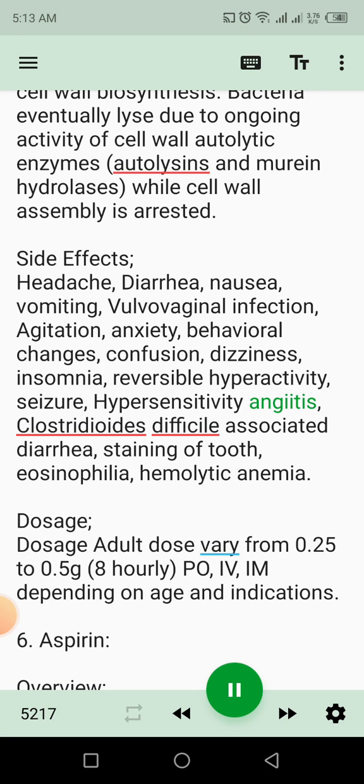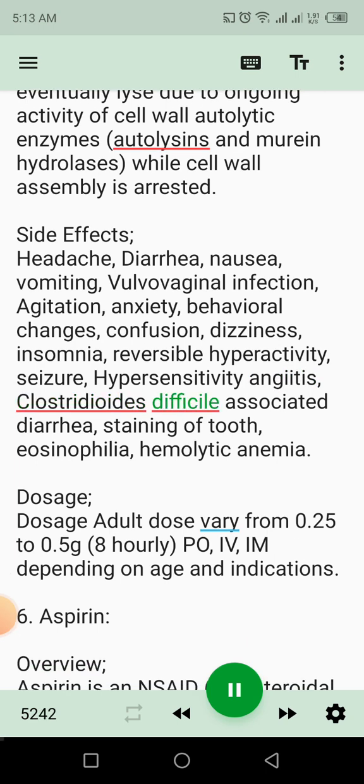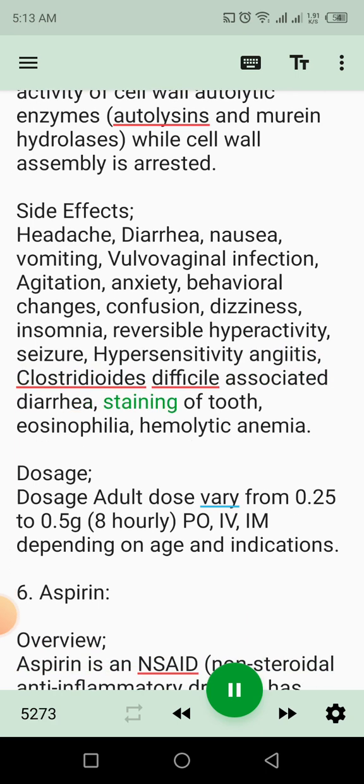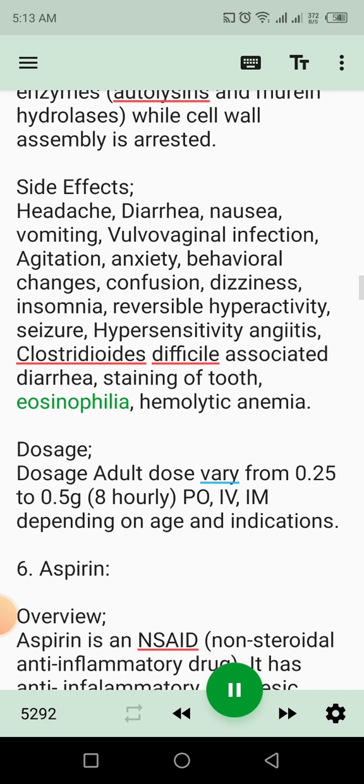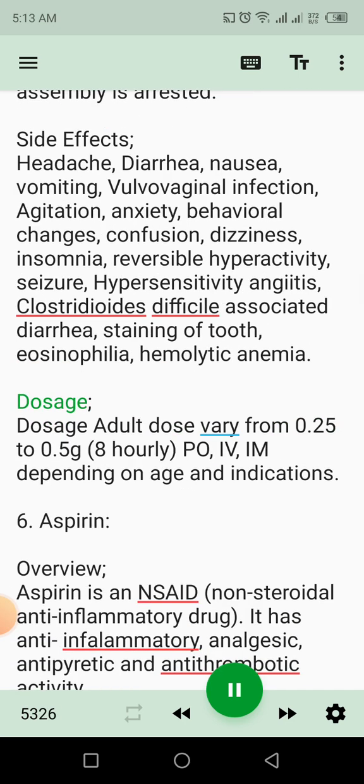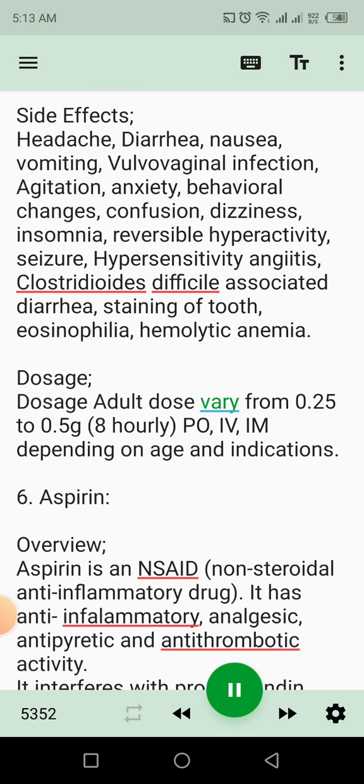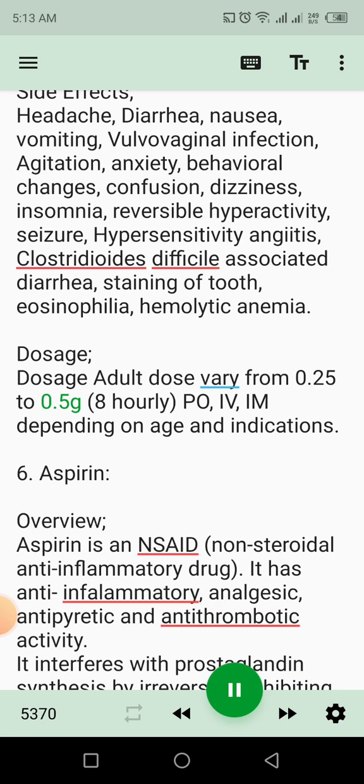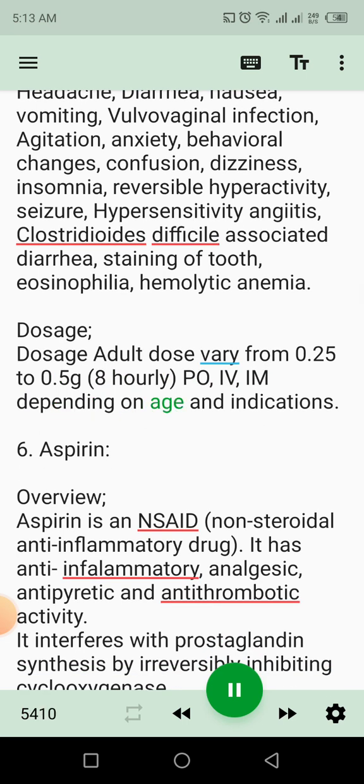hypersensitivity angiitis, Clostridioides difficile-associated diarrhea, staining of tooth, eosinophilia, hemolytic anemia. Dosage. Adult dose varies from 0.25 to 0.5 grams, 8 hourly PO, IV, IM depending on age and indications.